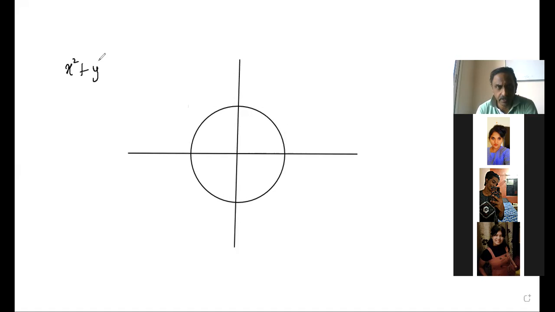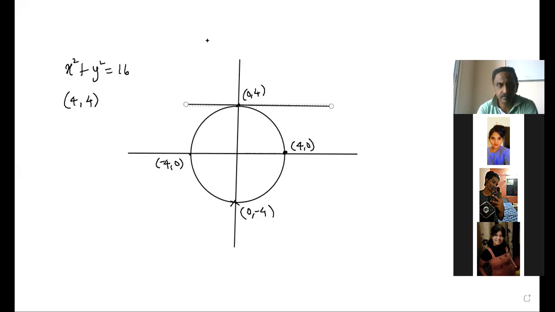X square plus y square equal to 16. Did you understand that? So this point is 4, 0. This point is 0, 4. This point is minus 4, 0. This point is 0, comma minus 4. And the point given to you is 4, comma 4. Where is this 4, comma 4? Look at this. This is here 4, comma 4. X coordinate 4, Y coordinate 4. Do you agree with this?